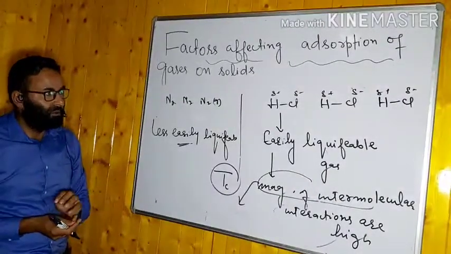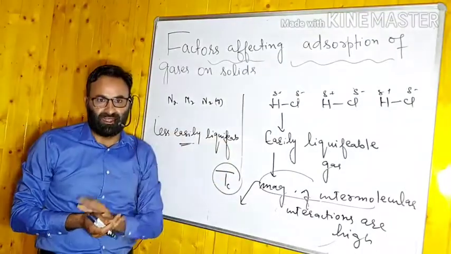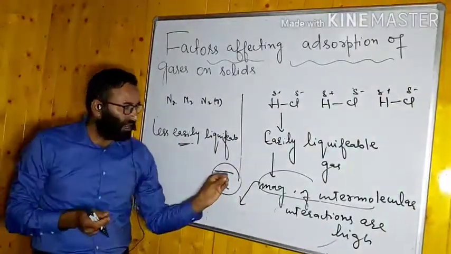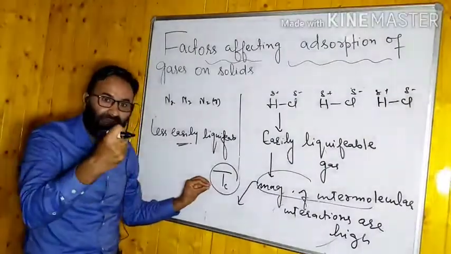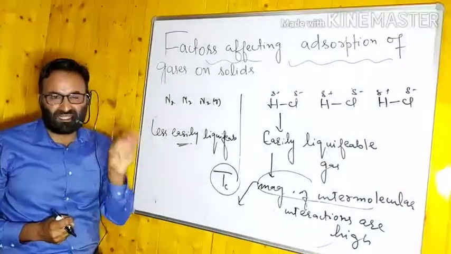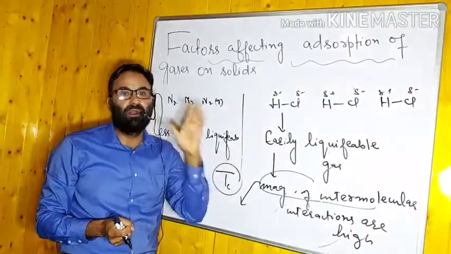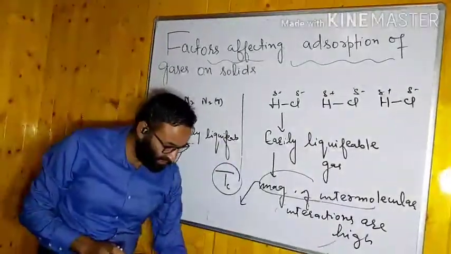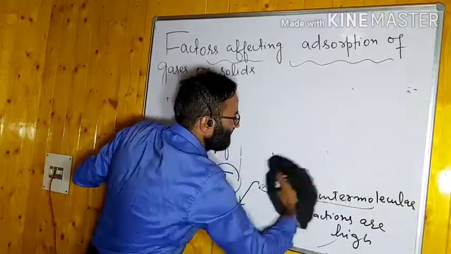You have to mention what sort of the gas should be. It should be easily liquefiable gas. It should have high magnitude of intermolecular interaction. It should have high critical temperature. The gas which has these properties, with these characteristic features, that gas will be adsorbed to a greater extent. You have to mention this. What sort of the gas? The gas should be easily liquefiable gas.